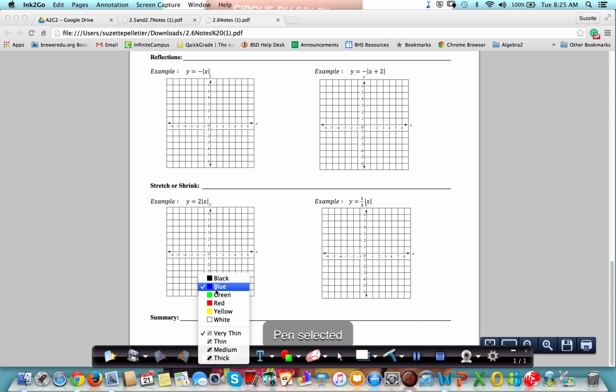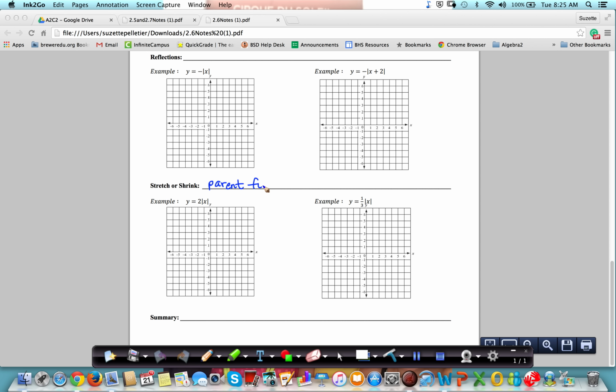And let's think about stretch or shrink. So we're going to be taking the parent function and it's either going to become more steep, that's when we stretch it, or it's going to become more flat, and that's when we shrink it. Okay, so let's talk about what's going to happen here.